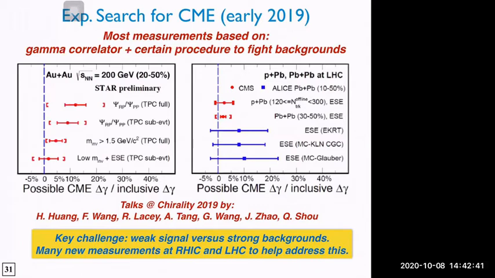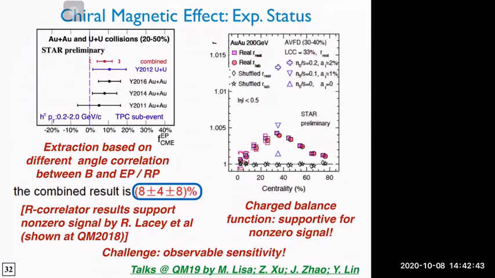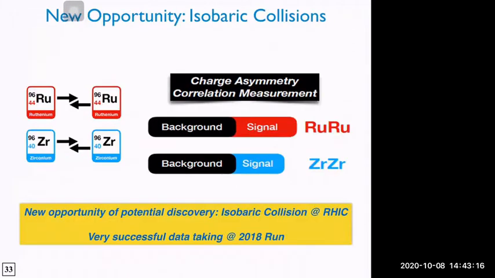At RHIC, I think the latest status was reported at Quark Matter last year. According to STAR, out of all the measured correlation, there is perhaps about 8% that could be due to CME. Of course, the error bars are large, both statistical and systematic. And these results are often model dependent in the sense that you have to make certain assumptions about how the background changes. So the challenge is that you need a very sensitive observable, or you need an entirely new approach, and that's the isobar collision.